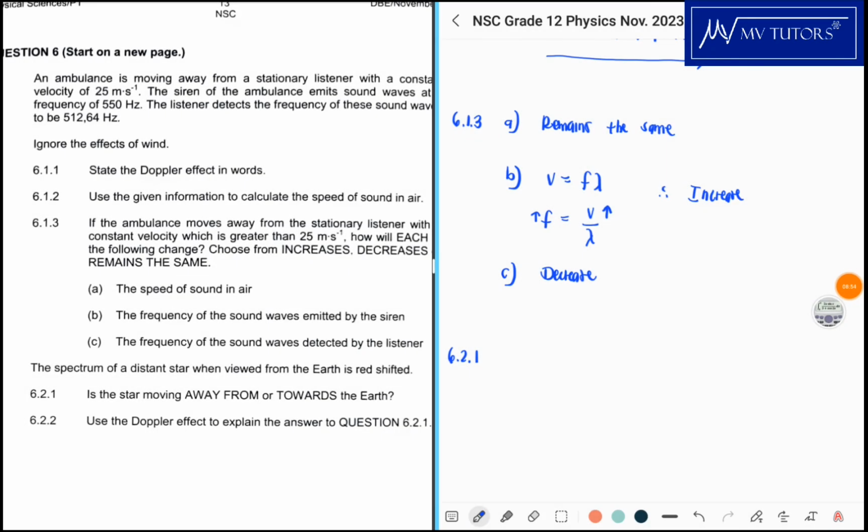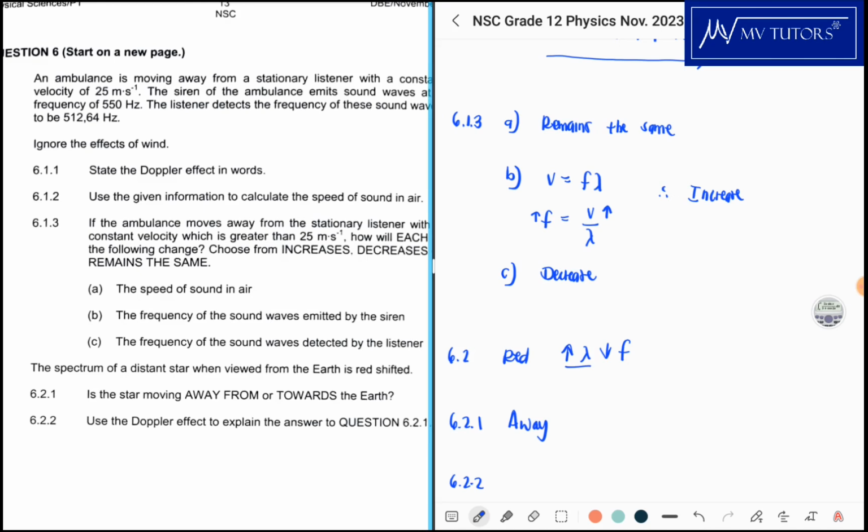The spectrum of a distant star when viewed from the Earth is red-shifted. Remember, when it comes to red, we have a higher wavelength, therefore lower frequency. Just saying. Now 6.2.1, this is just 6.2. So 6.2.1 asks: is the star moving away from or towards the Earth? With the red shift, it is moving away, because the wavelength is higher.